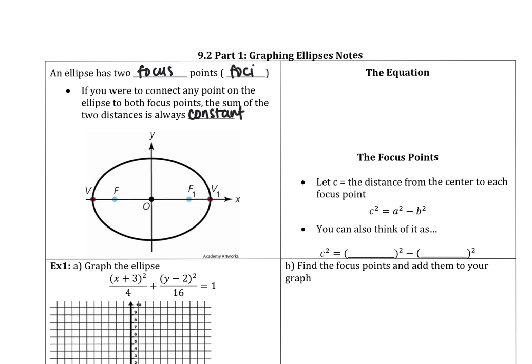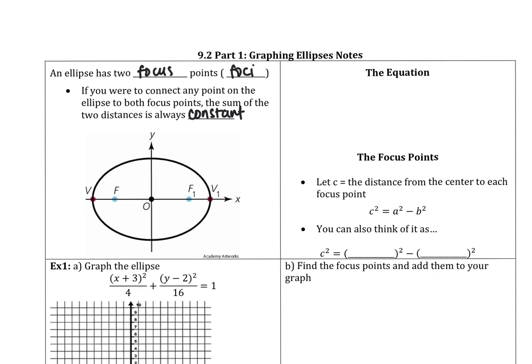Here's an example of what an ellipse can look like. We can see ellipses in different ways. This would be an example of a horizontal ellipse. We can also have a more vertical looking ellipse. Before we get into it, let's talk about our equations, okay?